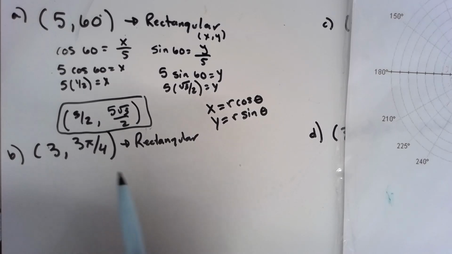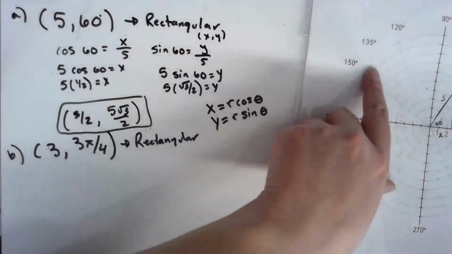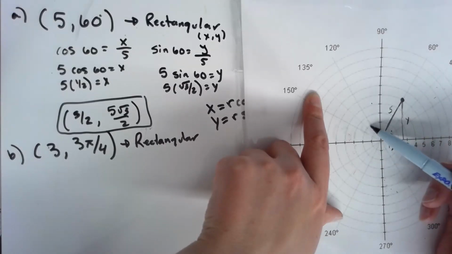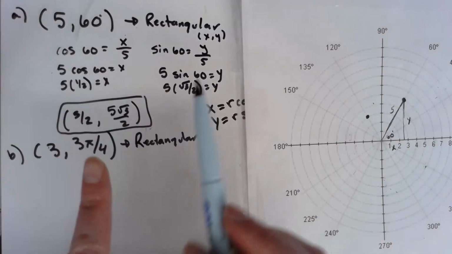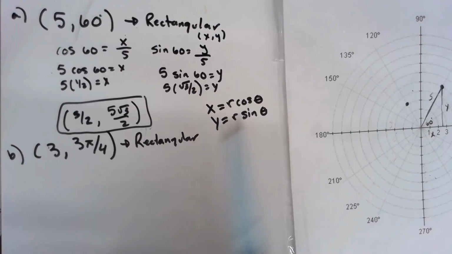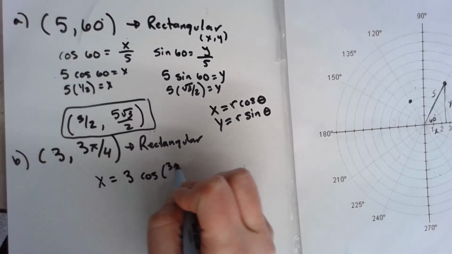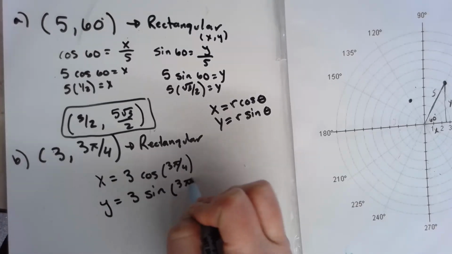So we're going to change this into rectangular. So 3 pi fourths. Think about where 3 pi fourths is on our unit circle. Okay, so 3 pi fourths is 135 degrees. So we turn 135 degrees and up 1, 2, 3. Okay, and then we could draw our triangle, and we could actually work it out just like we did here. If we already have this little equation kind of memorized, we don't even need to draw this. So I could go x equals 3 cosine of 3 pi fourths, y equals 3 sine of 3 pi fourths.